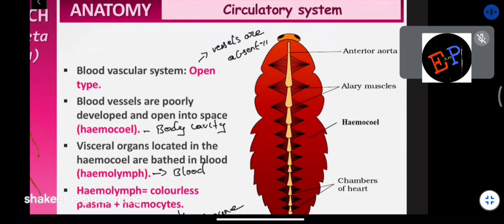Are you able to understand? So blood is just thrown into open spaces, and in these open spaces you will have the heart and other organs, which are bathed in the blood. Clear? This type of structure is called an open circulatory system. Human beings have what kind of system? We have a closed system. We have arteries, veins, veinlets. So blood is not thrown into open spaces. Vessels are absent in this condition, that is why they are called open type.